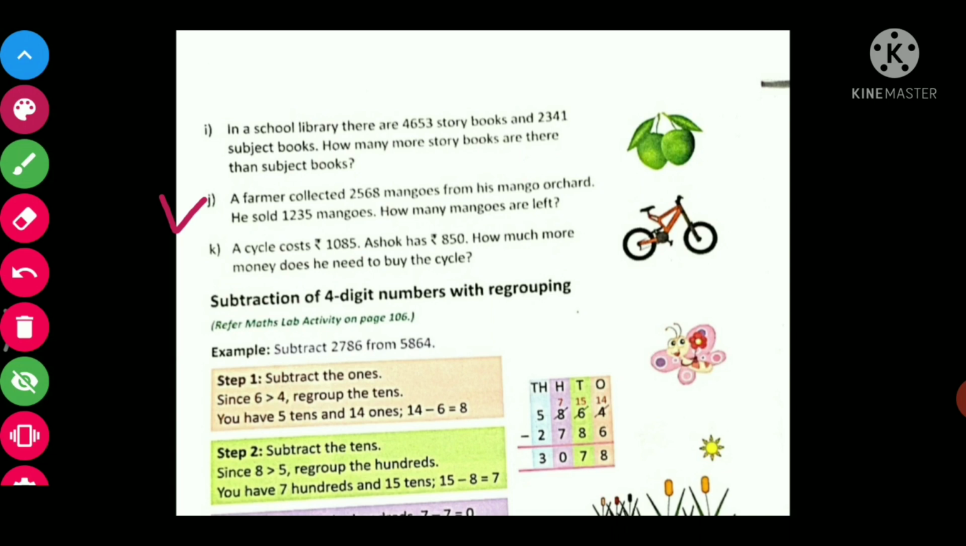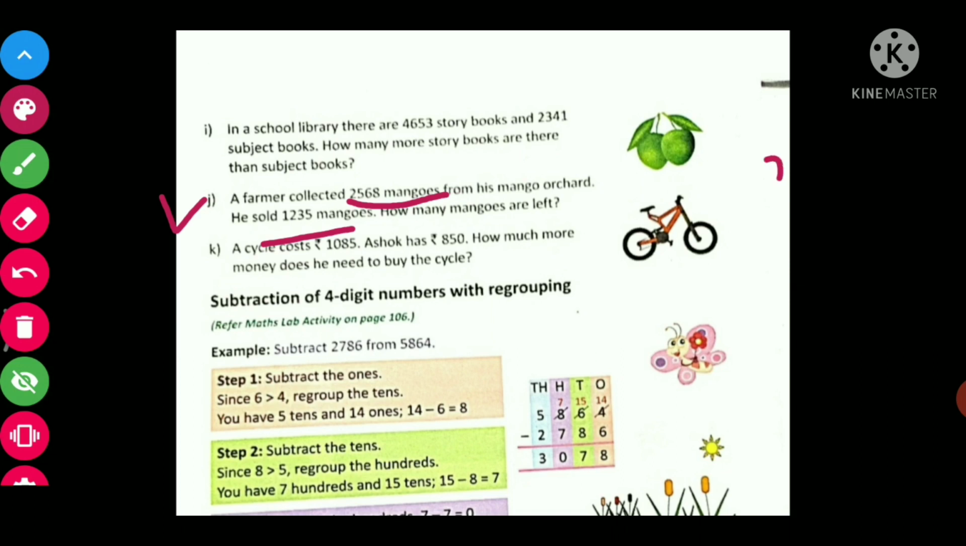Now see J number. A farmer collected 2,568 mangoes from his mango orchard. He sold 1,235 mangoes. Now how many mangoes are left? So it is asking about how many mangoes are left behind, right? He collected this much and he sold this much. So now what will we do? We'll do subtraction, right? Because it is asking about the remaining portion, or I can say the remaining mangoes, right?